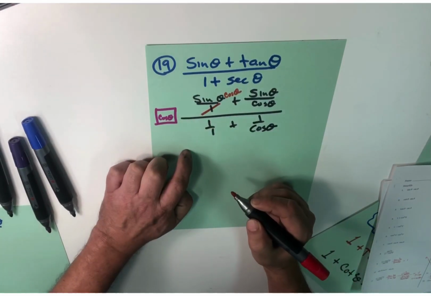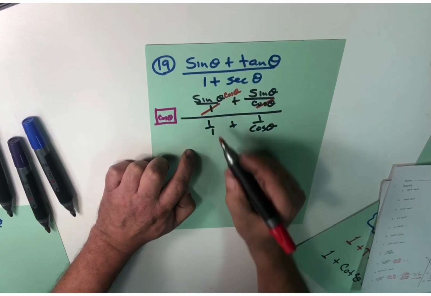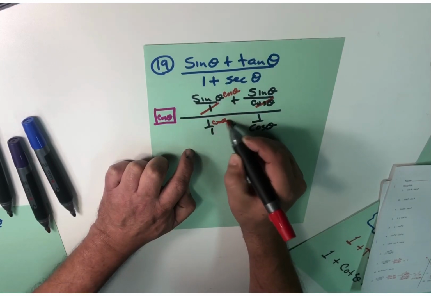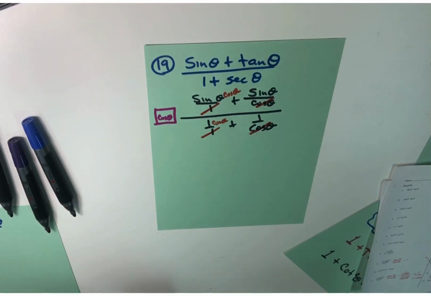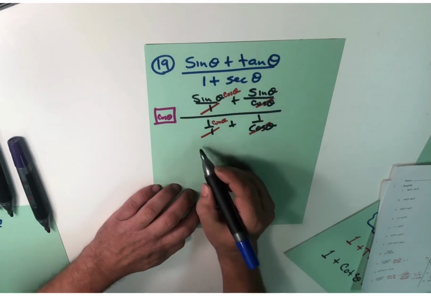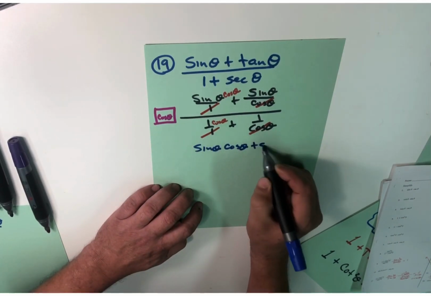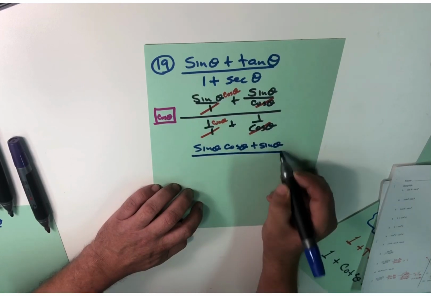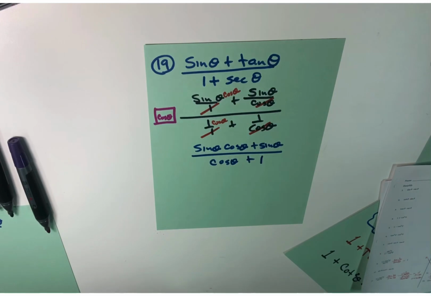Cancel your denominator. This guy already has a cosine of theta, so cancel your denominator. This guy needs a cosine of theta. Give it to him and cancel your denominator. This guy already has it, so just cancel your denominator. If you did the math, here's what you now have. Sine theta, cosine theta, plus the sine of theta is my numerator. And in the denominator, cosine of theta plus 1.